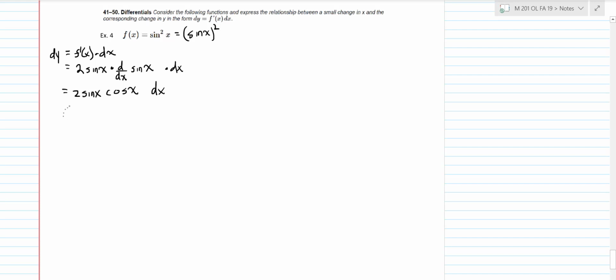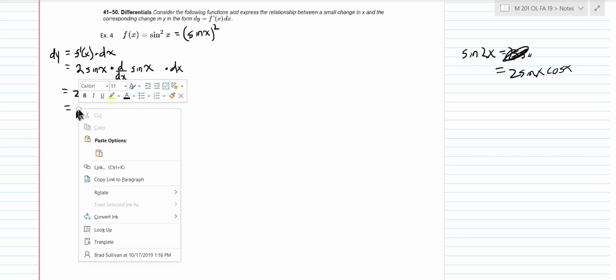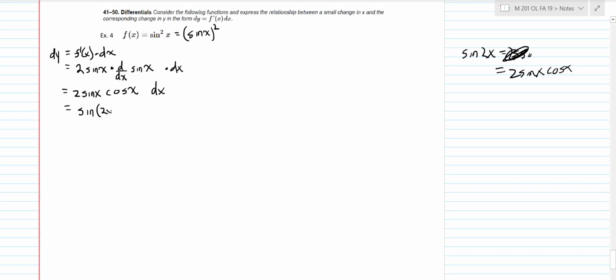That's a good answer, but we do have an identity. Remember, the sine of 2x equals 2 sine x cosine x. So we could write that as sine of 2x times dx. That's it. We're not doing anything else with that problem. We're just expressing the differential dy in the form f prime of x dx. So I think on your homework you've got a few problems where you're just doing the derivative and tacking on the dx, because you're finding the expression dy.